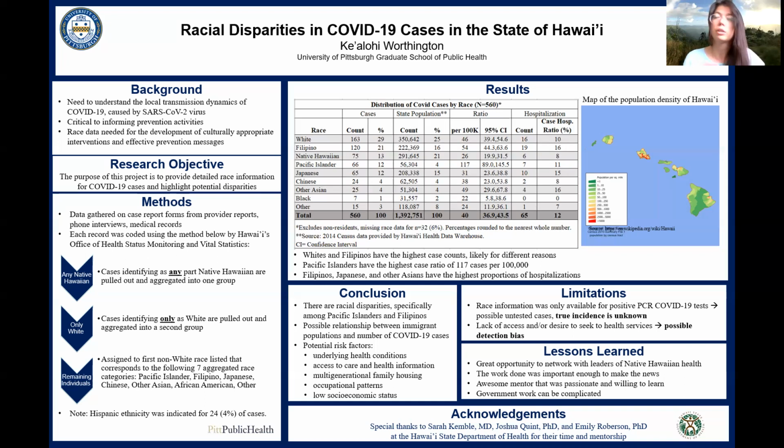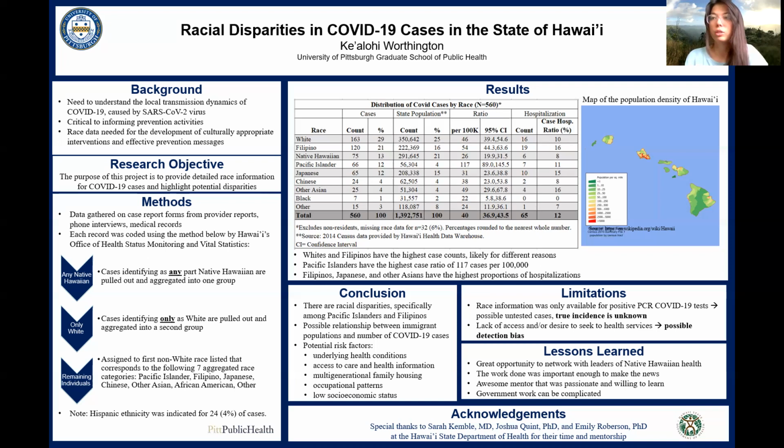And also the other important note is that with this Office of Health Status Monitoring Vital Statistics methodology, we were also able to find population data that was disaggregated in the same way. So we were able to have denominators for our descriptive epidemiology numbers. So again, the first thing you do is you take out anyone that's any Native Hawaiian. Most Hawaiians in the state of Hawaii are of mixed race, so they're Hawaiian and something else. It's not super common that you'll find people that are only Native Hawaiian.